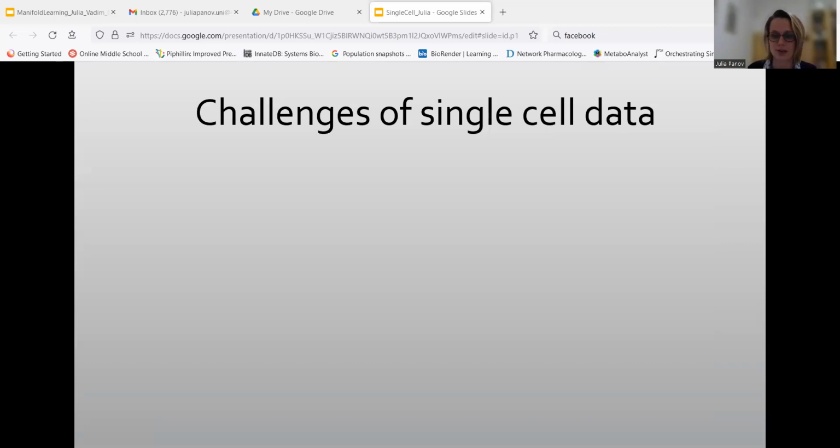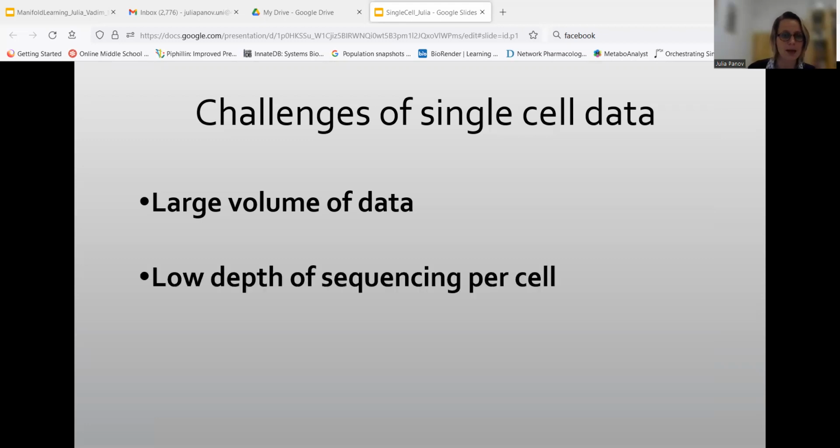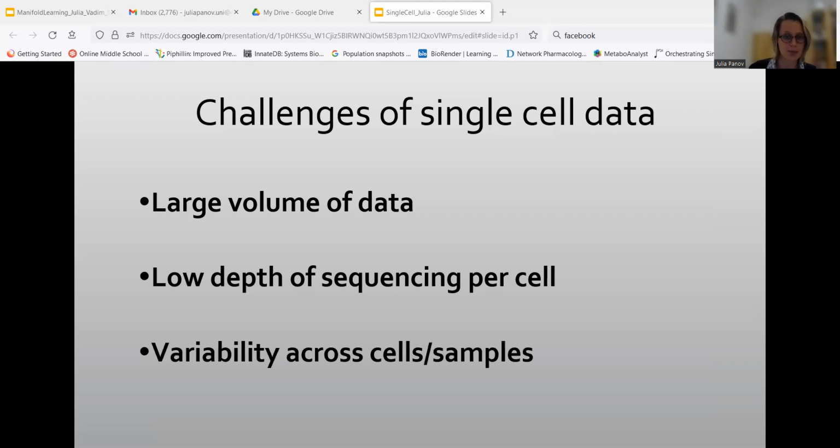So what are the challenges of these data? Large volumes of data are generated in each experiment. So each cell is presented by expression of 20,000 genes. So high dimensionality of data, low depth of sequencing per cell. And this means that the data is sparse. Many genes appear to have zero expression when in reality they don't. And there is also variability across samples. We call this batch effect. And these challenges are really driving the field of single cell sequencing forward. The research community has been really invested in trying to overcome these computational challenges and also technological challenges.